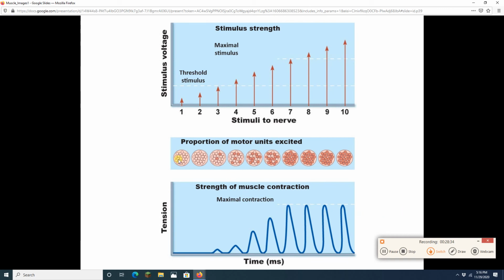Here's my muscle right here, and these are muscle fibers in my muscle. And when I'm contracting none of them, none, I'm going to get no tension. If I start contracting more motor units, I'm going to start getting more tension. If I contract all my motor units, I am going to get my maximum contraction.